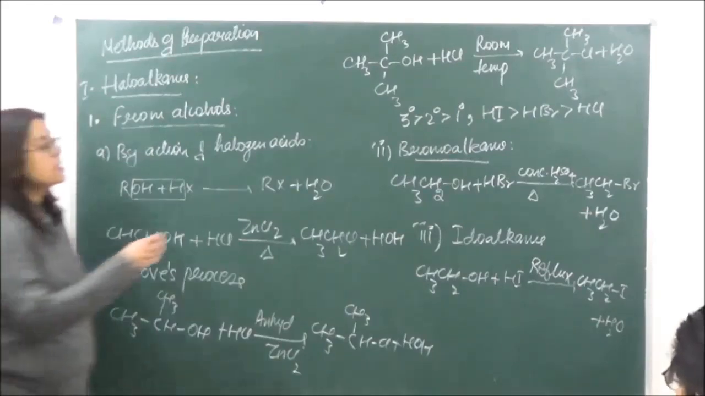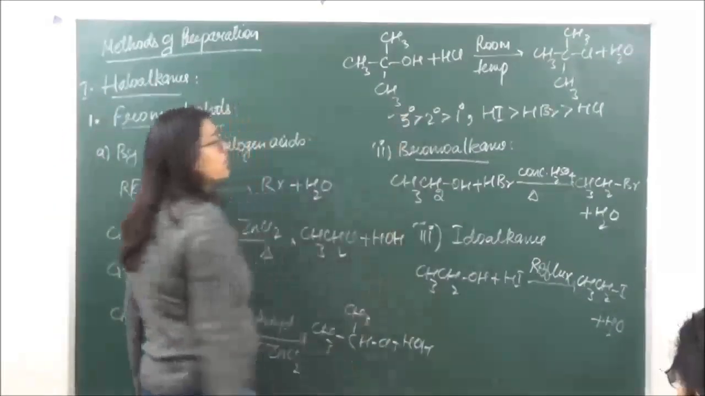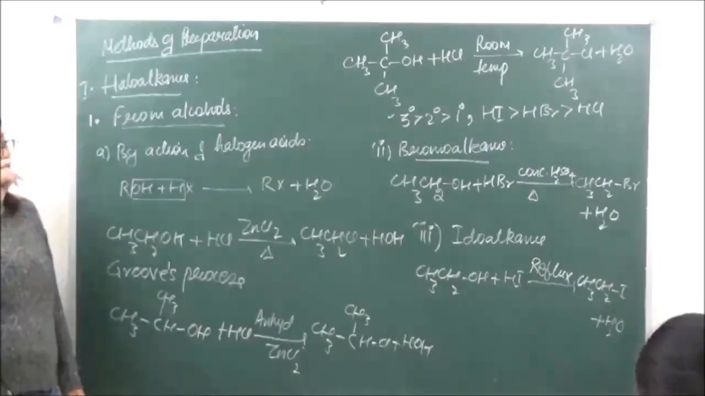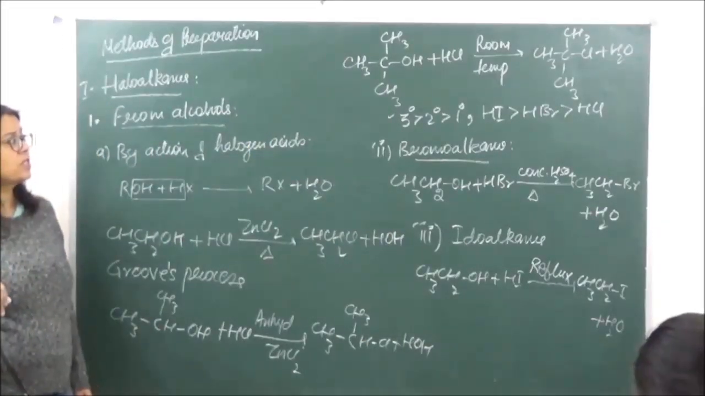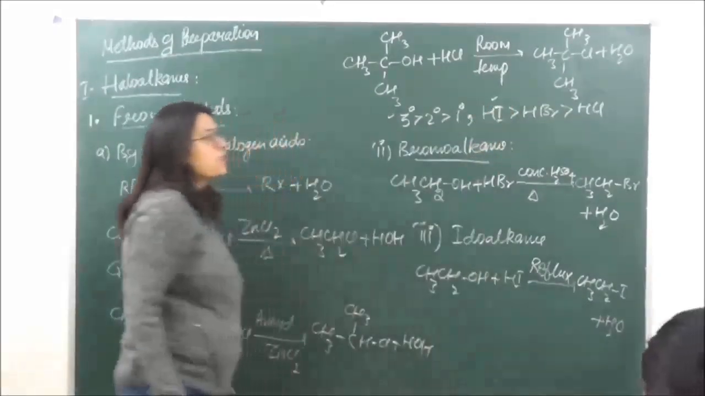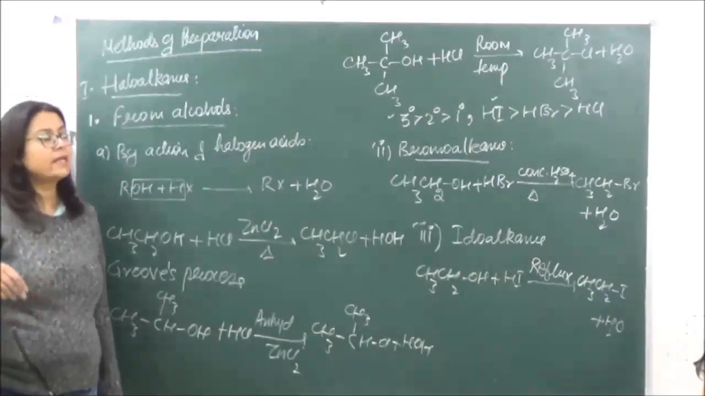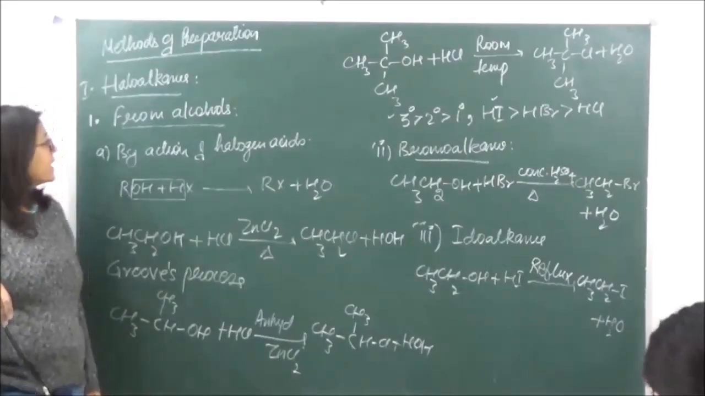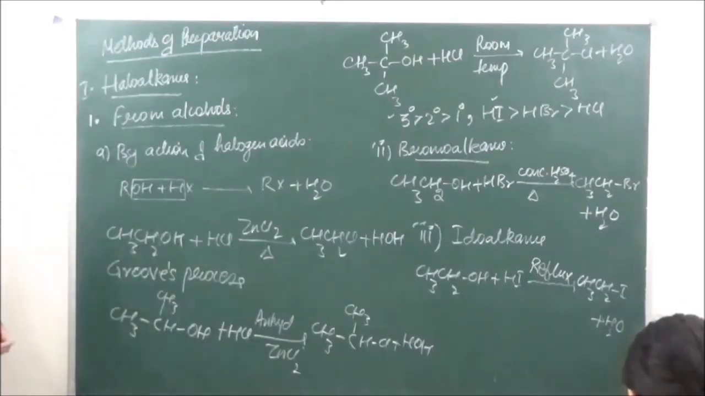Okay, so here this is going to be important. The order of reactivity of alcohols is 3 degree, 2 degree, 1 degree, and the order of reactivity of halogen acids is going to be HI, HBr and HCl. Okay. Then second, from alcohols we are going to do it by the action of phosphorus halides.